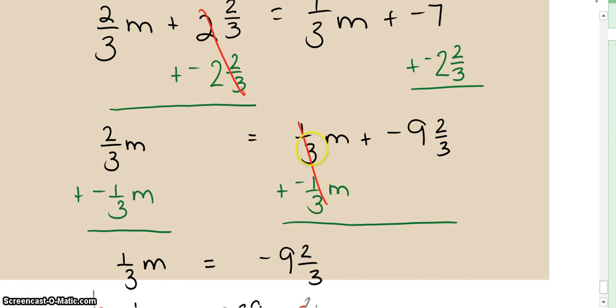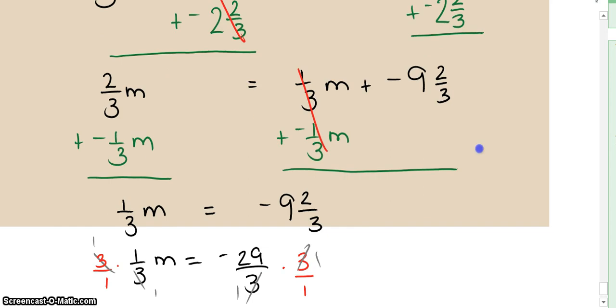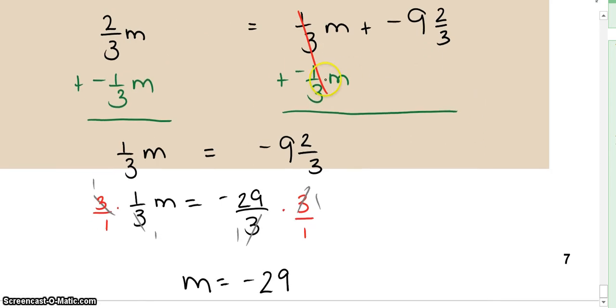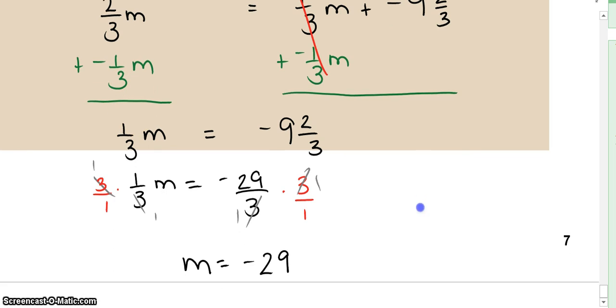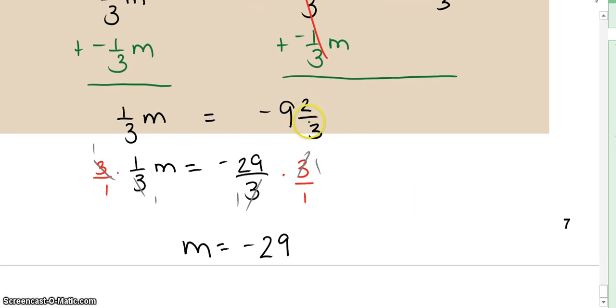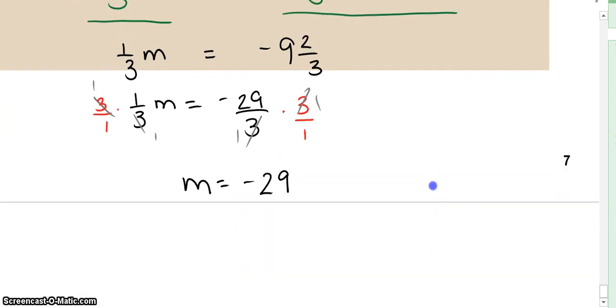Then we add the opposite of 1/3 m to both sides, which is negative 1/3 m. When we do that, the 1/3 m goes away, and we're left with 2/3 m plus negative 1/3 m on the left, which is positive 1/3 m. And that equals negative 9 2/3. Now we have to change the negative 9 2/3 into an improper fraction so that when we multiply by the reciprocal on both sides, we have a fraction to work with. And we'll see that when we do, it actually comes out very nicely. And we end up with m equals negative 29. And that's the end of this video.